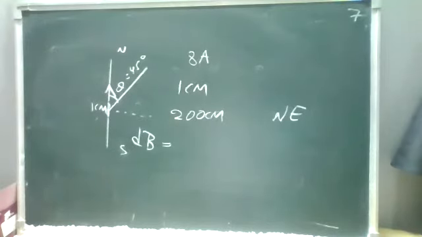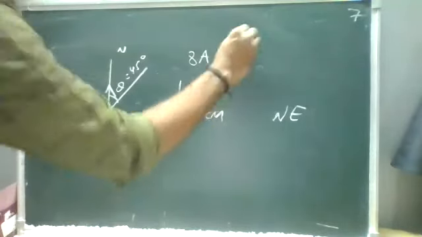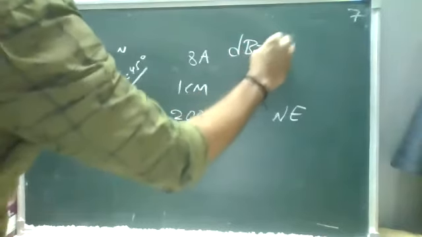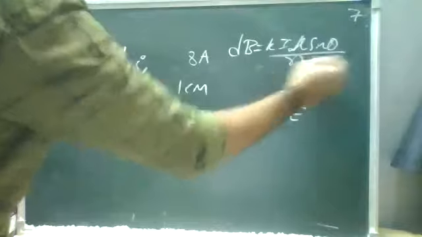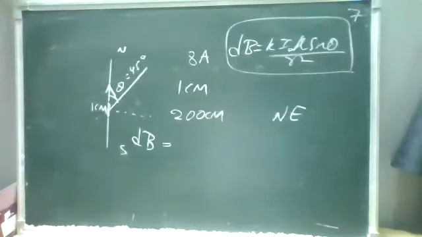So the formula is dB is equal to mu naught I dl sin theta by r square. This is your relation that we discussed before in Biot-Savart. So in this relation I need to find the magnetic field. So the answer is 1.4 into 10 power minus 9 Tesla.